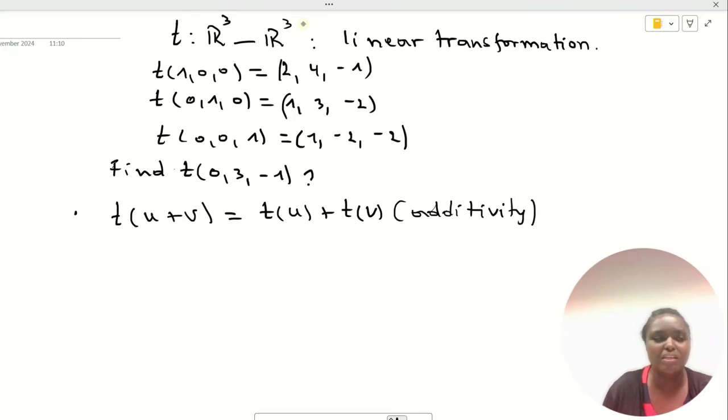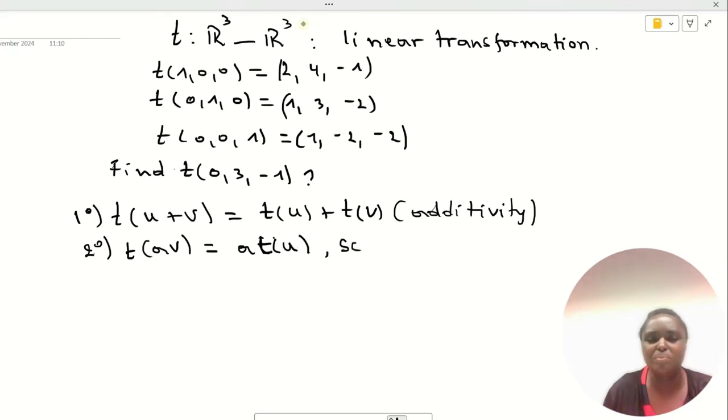And the second property is that it admits the scalar multiplication property: T of a vector u times a, where a belongs to the set of real numbers, should be equal to a times T of u. If it is a linear transformation, it satisfies these two properties.